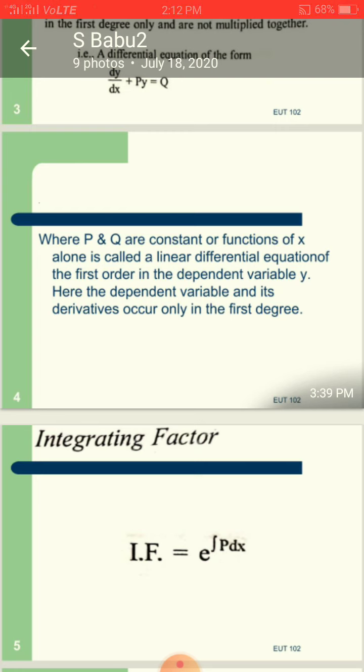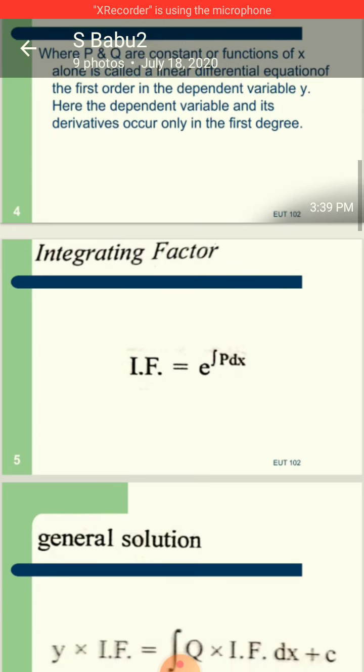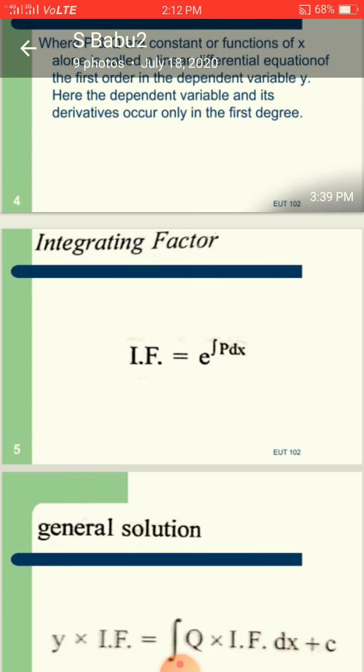So, like that, if you have another differential equation in the form of dy by dx plus py is equal to q, then we say this type of differential equation is a linear differential equation. So now we have to find the solution of this differential equation. How can we find the solution of a differential equation? That is the main thing we have to consider.